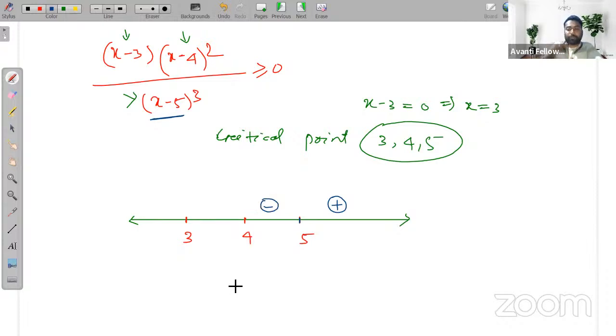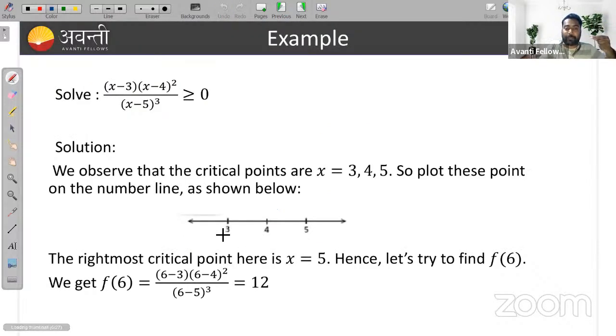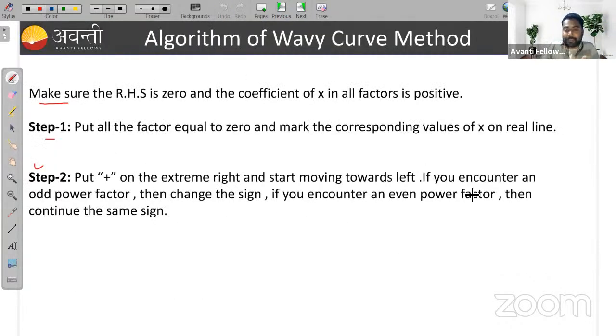Next, move to the point 4. What is the corresponding factor of 4? That is x minus 4. And what is the power of x minus 4? That is 2, and 2 is an even power. Look, in the second step I wrote here: if you encounter an odd power, change the sign. If you encounter an even power, then continue the same sign.